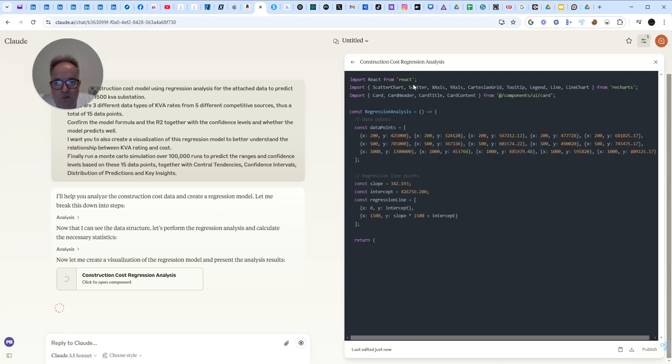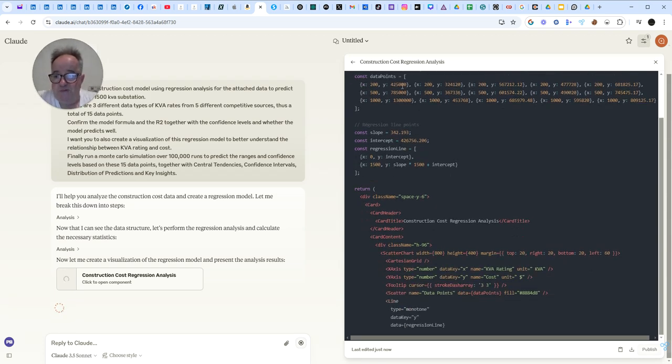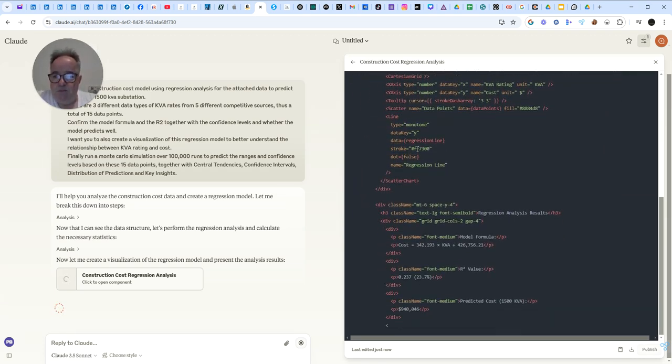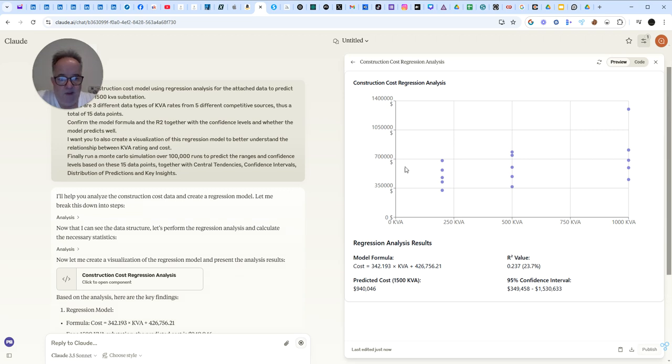Now, where it's saying React, this is basically JavaScript. I could have prompted it to give it in Python, then we can run it in Google Colab, but that's absolutely fine. So what you'll see here is it's delivered us the model formula: a number by the KVA, which in this case we want 1500, plus another number. So it's predicted a cost for a 1500 KVA of 940,000 based on the data points of 200, 500, and 1000 KVA, 5 data points.